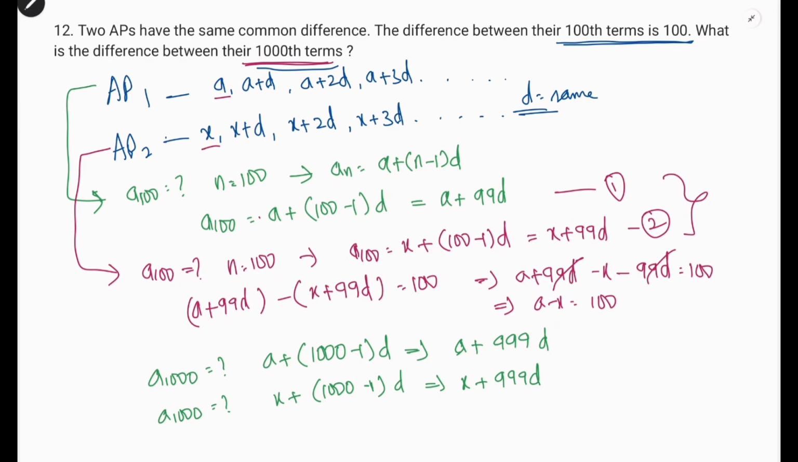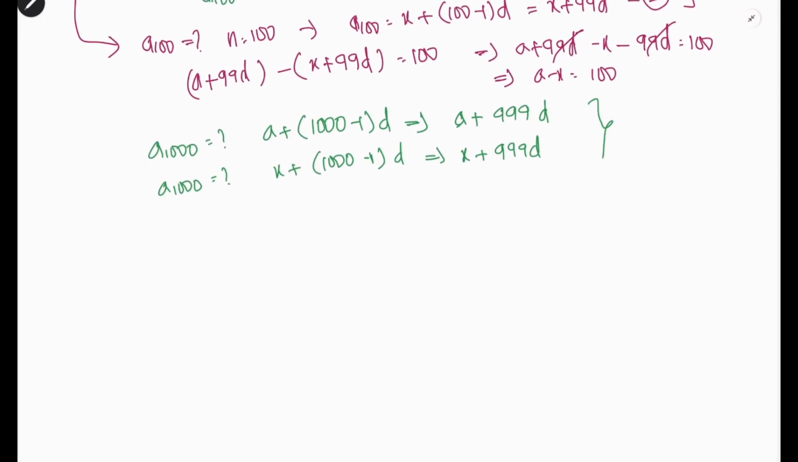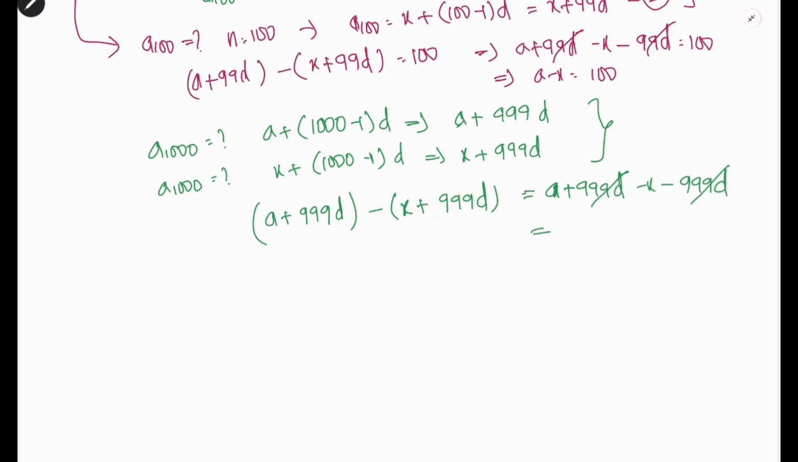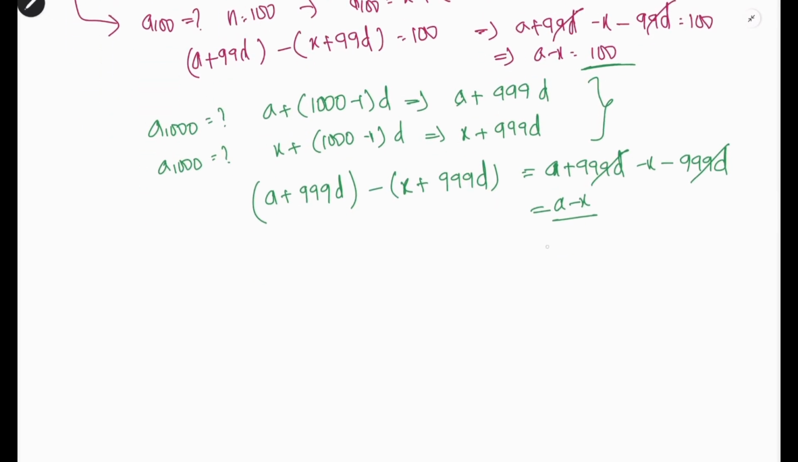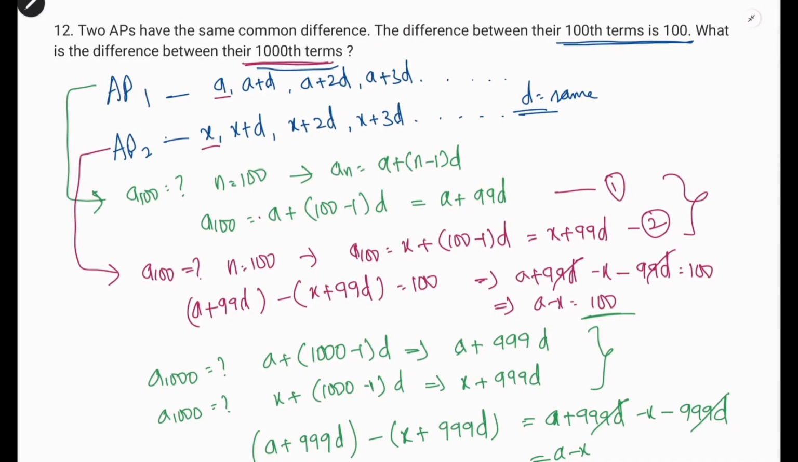If we have to find the difference between these two terms, we have to subtract them. If we subtract, a plus 999d minus x minus 999d, this and this get cancelled. We get a minus x. So the answer is a minus x. Here we got the value of a minus x as 100. So the answer is 100 itself. The difference between the 1000th terms is 100.